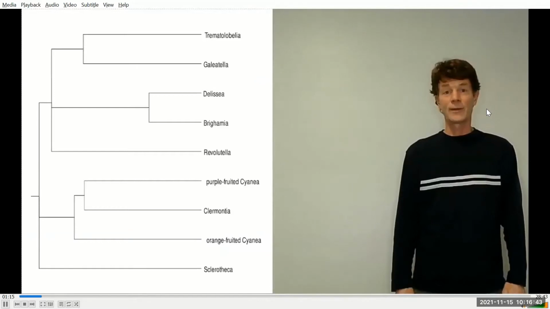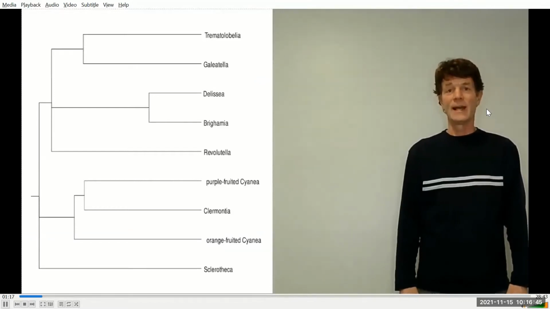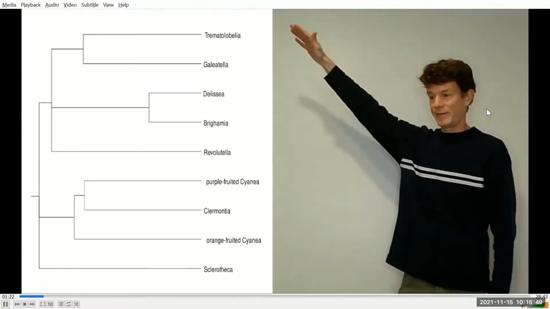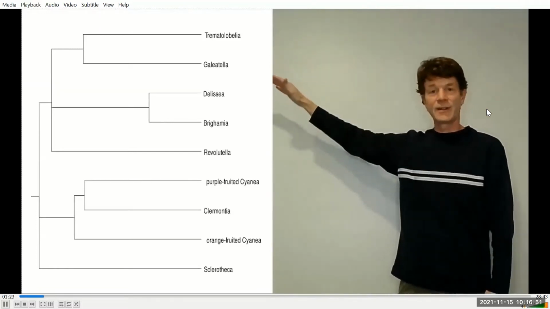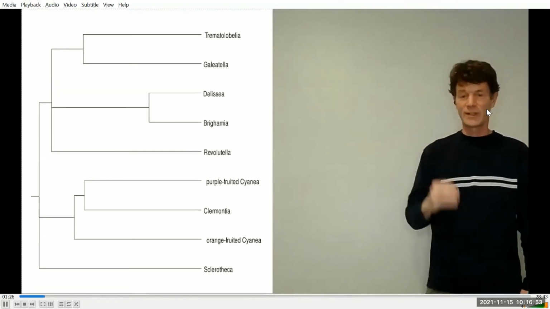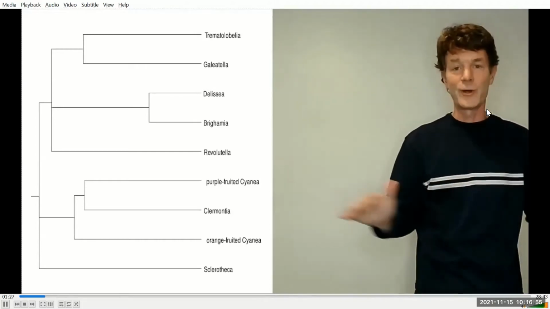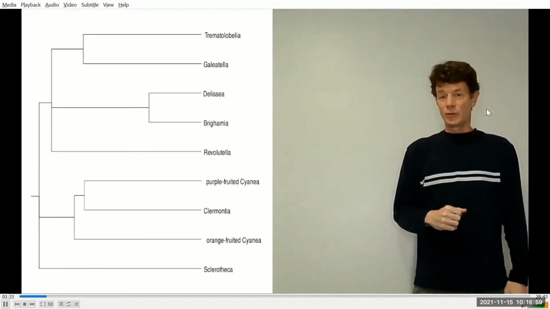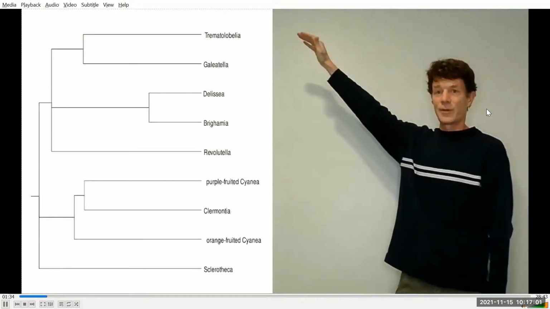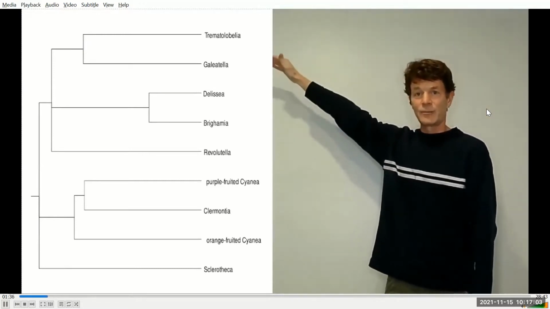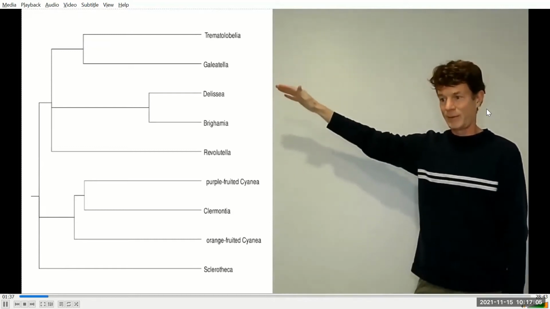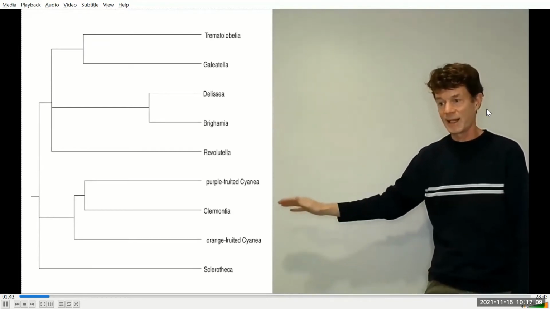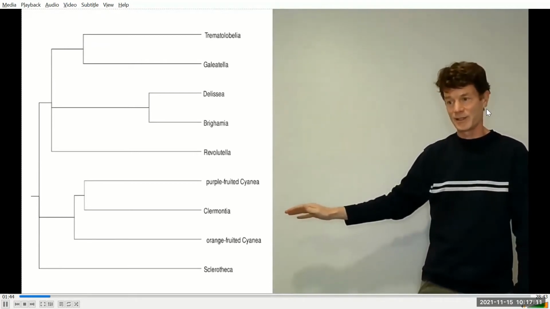So let's start out with the backbone of the Hawaiian Lobeliads. I have 6 points to make about this. First, all 8 of the genera and sections of the Hawaiian Lobeliads are reciprocally monophyletic, meaning there's no current hybridization between them. 2, we have very strong support that Galeotella and Campanulaceae are sisters, Ricamia plus Delicia are sisters, and that the 2 Cyanea sections and Claremontia are sisters.